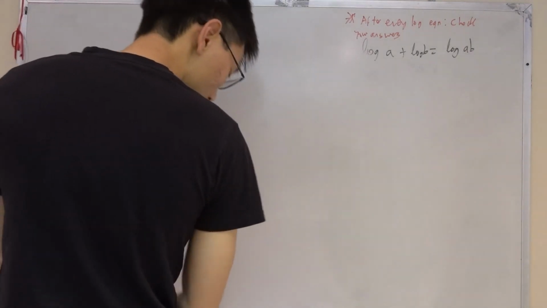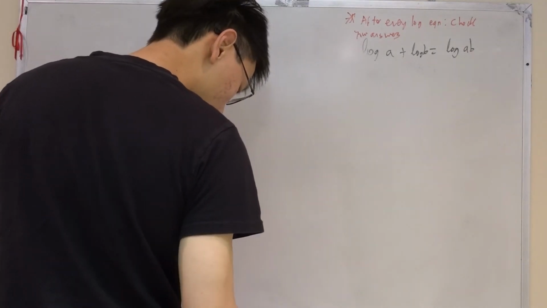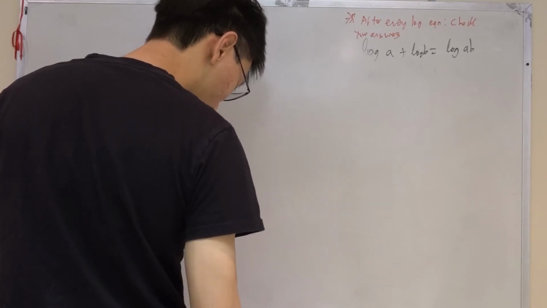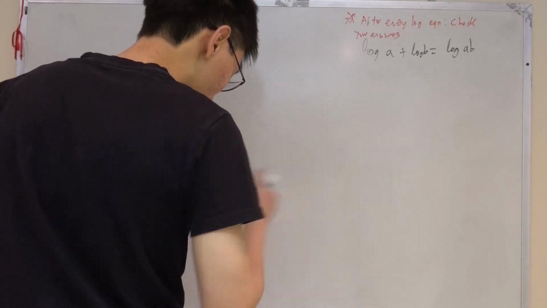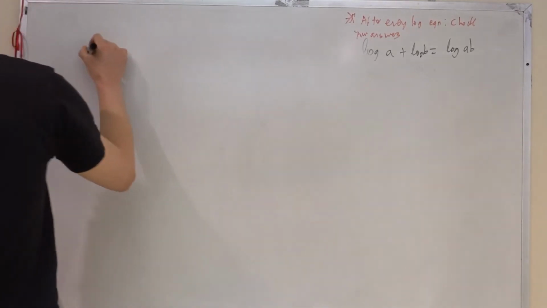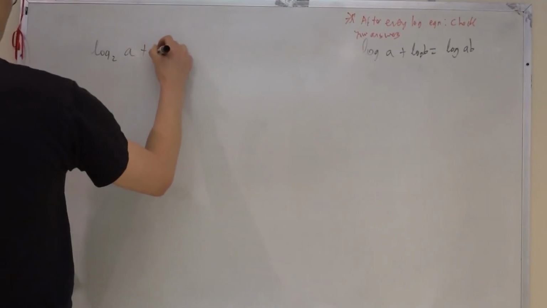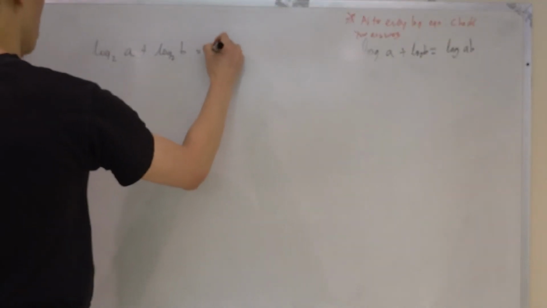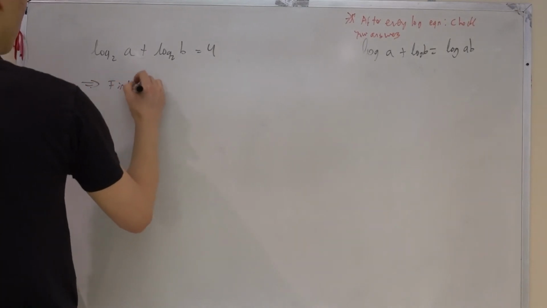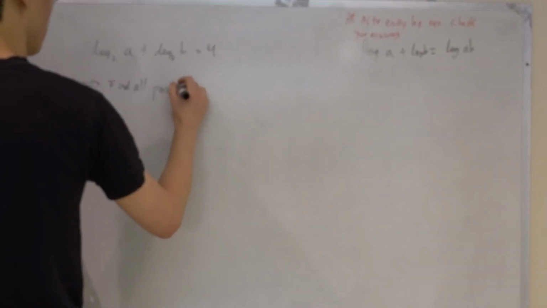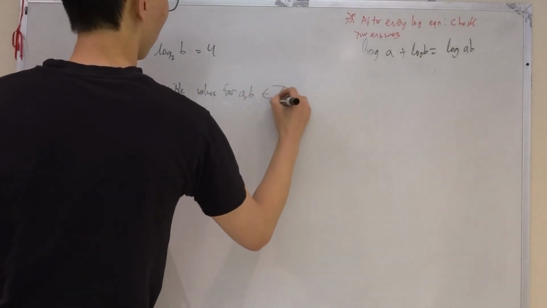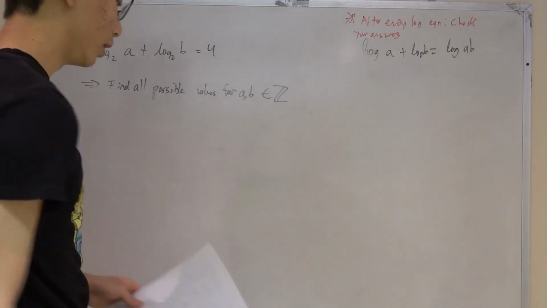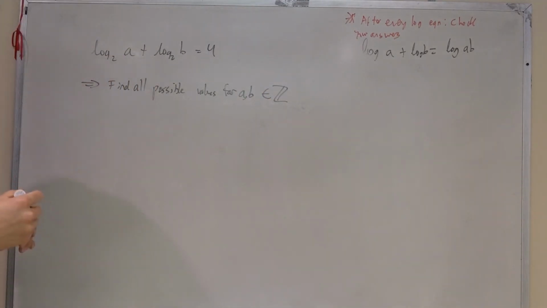All right, final question of the day. Actually, no. Final question for the log equations, and then we're going to move on to a little word on graphing, and then we're going to be done. So we do log base 2 of a plus log base 2 of b equals 4, and the question is: find all possible values for a and b that are integers. Remember, Z stands for integers. Okay, so give that one your shot.